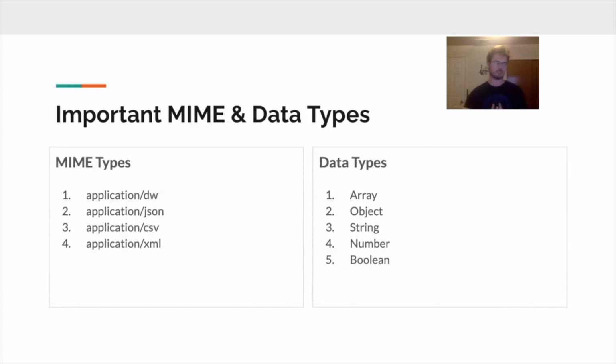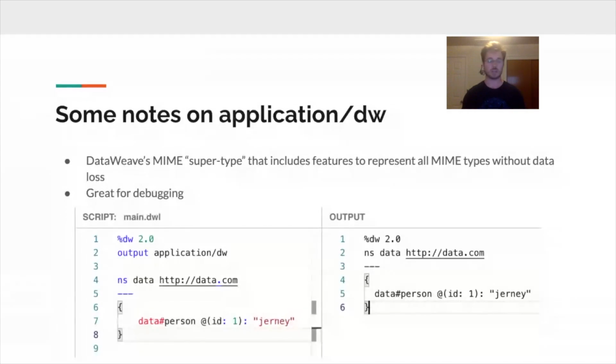So some quick notes about application DataWeave, or application DW. This is like DataWeave's MIME supertype. And what I mean by supertype is that in order for DataWeave to be able to represent all the different possibilities that these data formats can take. A lot of them have this concept of key value pairs, for example. So JSON has JSON objects, which have keys and values. CSVs have the concept of key value pairs as well. If you look at how headers are associated to each value in a particular row, that's like a key value pair. And then XML has this concept as well through tags.